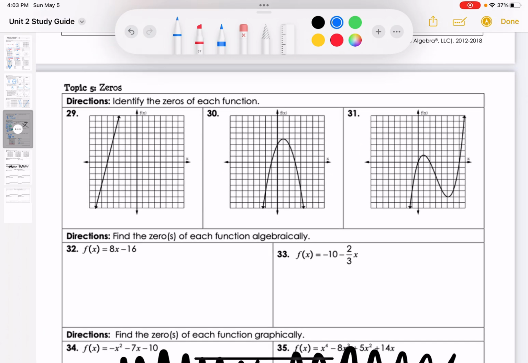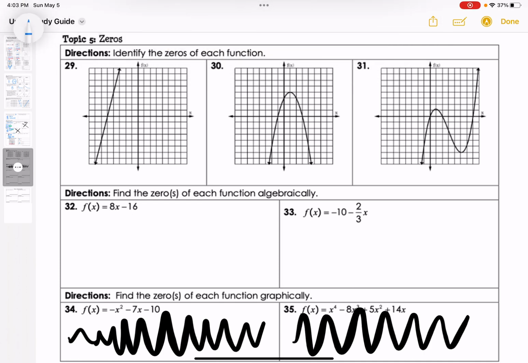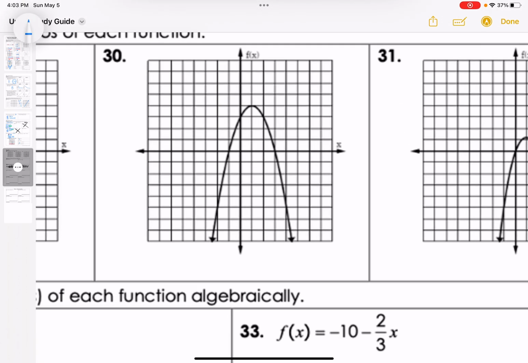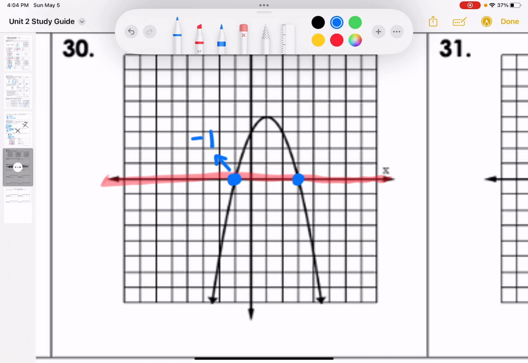All right, next topic is talking about zeros. So go ahead and scratch out, if it's not already, 34 and 35. So for the graph ones, you're just looking at a graph. So we're going to do 30 and figure out where it hits the x-axis, which is the horizontal axis on a coordinate plane. So here we have 2 zeros. It hits there and it hits there. So this has an x value of -1, and that has an x value of +3.